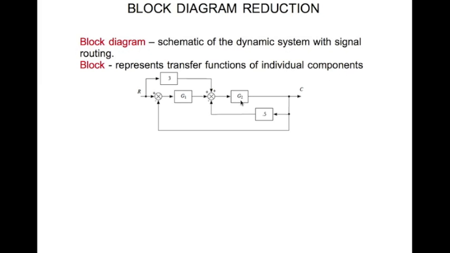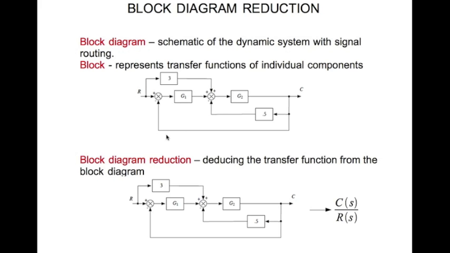So for example, G2 could be the plant, this 0.5 could be a sensor, G1 could be the controller, and this block here, which is a 3, is a feed forward transfer function. So when you're working in a company, for example, various groups will work on various blocks. There might be a team doing the modeling of the plant, a team doing the modeling of the controller, a team that is selecting sensors, and what the block diagram does is put all of these things together so you can analyze the whole system.